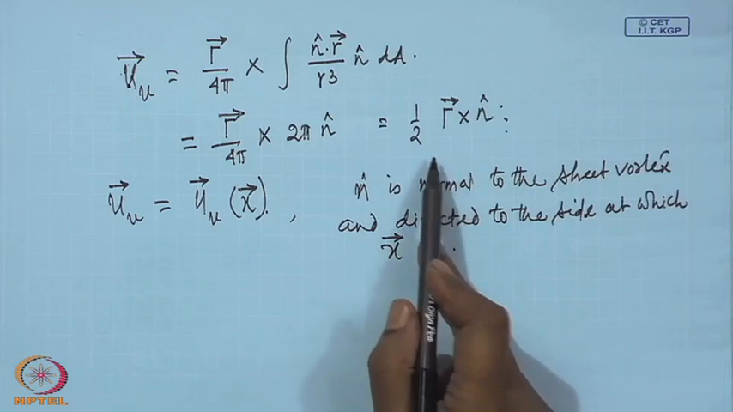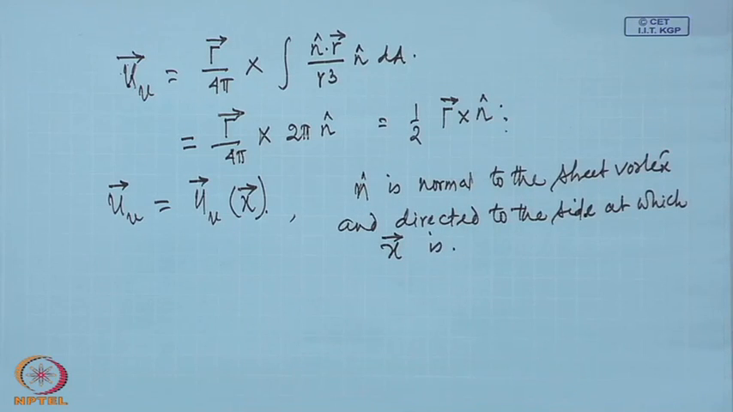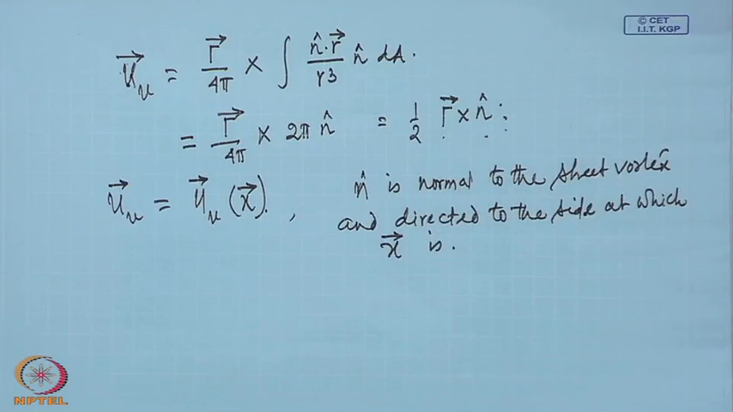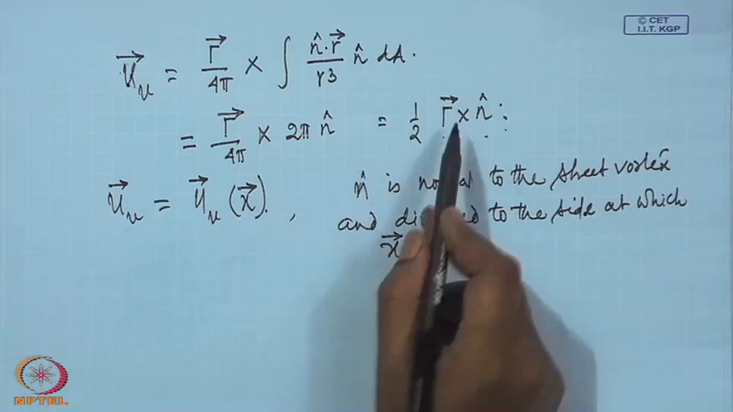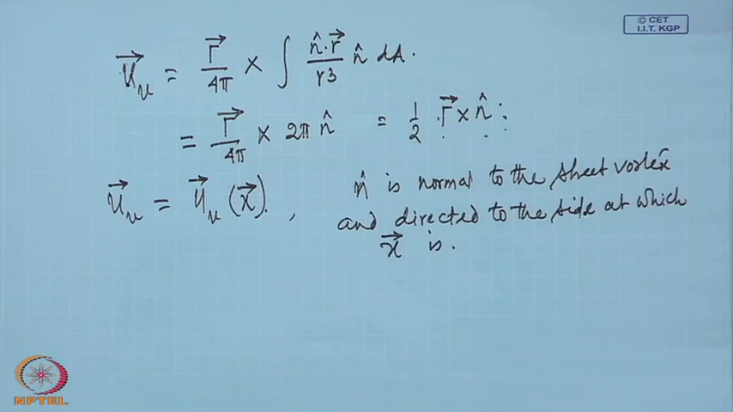See, the magnitude of this velocity is simply half gamma, and for uniform gamma, that is constant gamma, half gamma is constant everywhere. So, if we consider one side of the sheet vortex, on that side the velocity is half gamma. Of course, the direction of this velocity is parallel to the sheet as well as perpendicular to gamma.